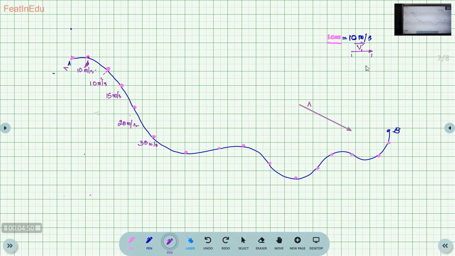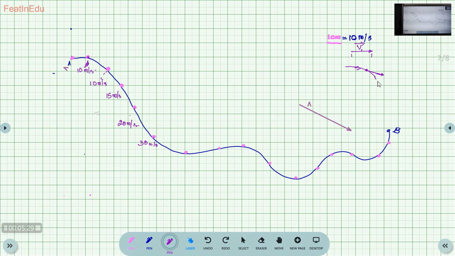So now if you have a particle moving along the curve like this, and I ask what is the velocity at this point, you will draw a line tangential to the curve. Now if I say the car is at 10 meters per second, then you will draw a line tangential to this, and if it is 10 meters per second, you will draw this line 1 centimeter.